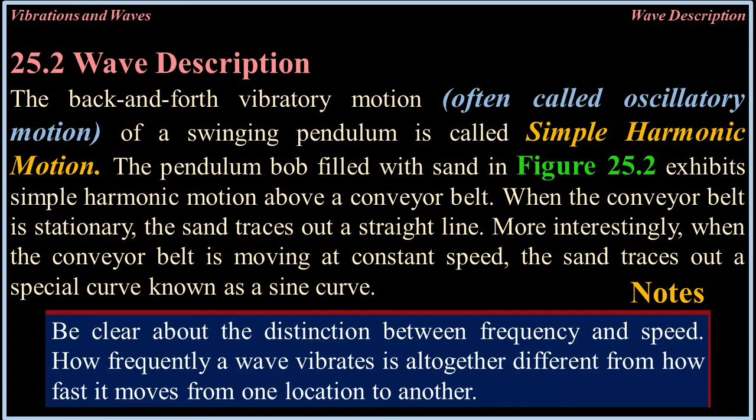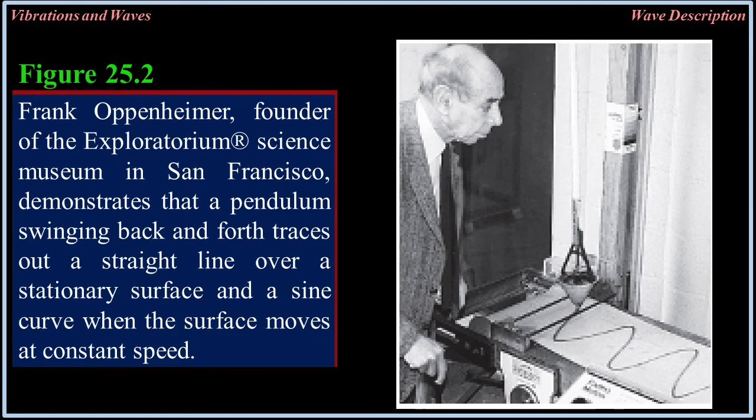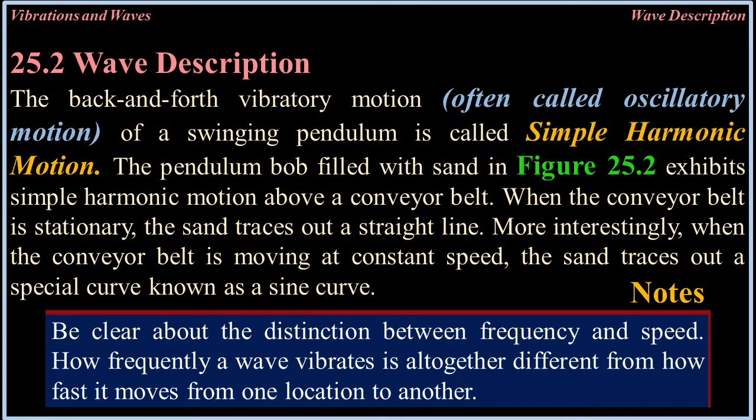25.2. Wave description. The back and forth vibratory motion, often called oscillatory motion, of a swinging pendulum is called simple harmonic motion. The pendulum bob filled with sand in figure 25.2 exhibits simple harmonic motion above a conveyor belt. When the conveyor belt is stationary, the sand traces out a straight line. More interestingly, when the conveyor belt is moving at constant speed, the sand traces out a special curve known as a sine curve.